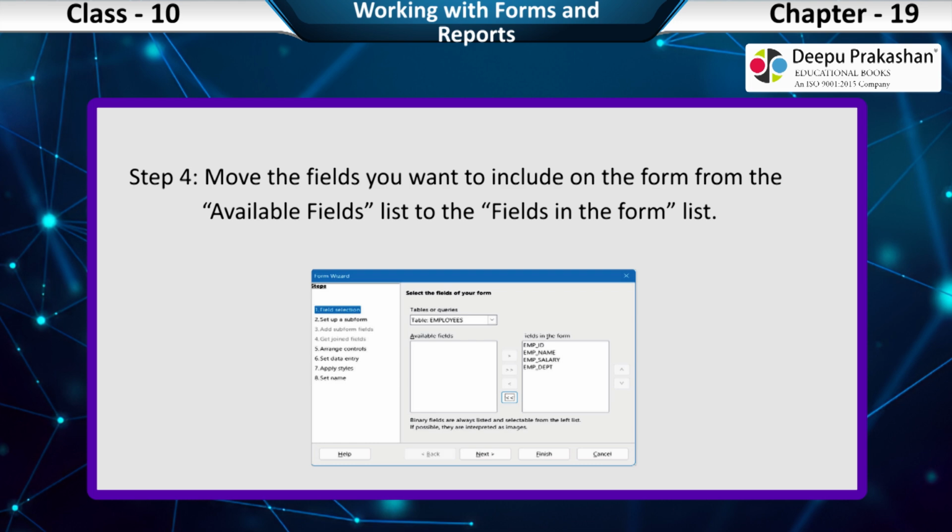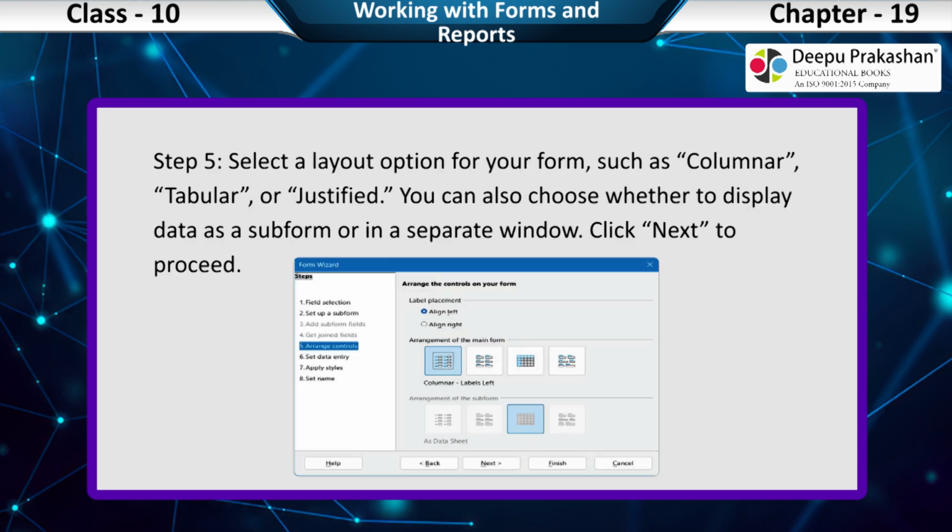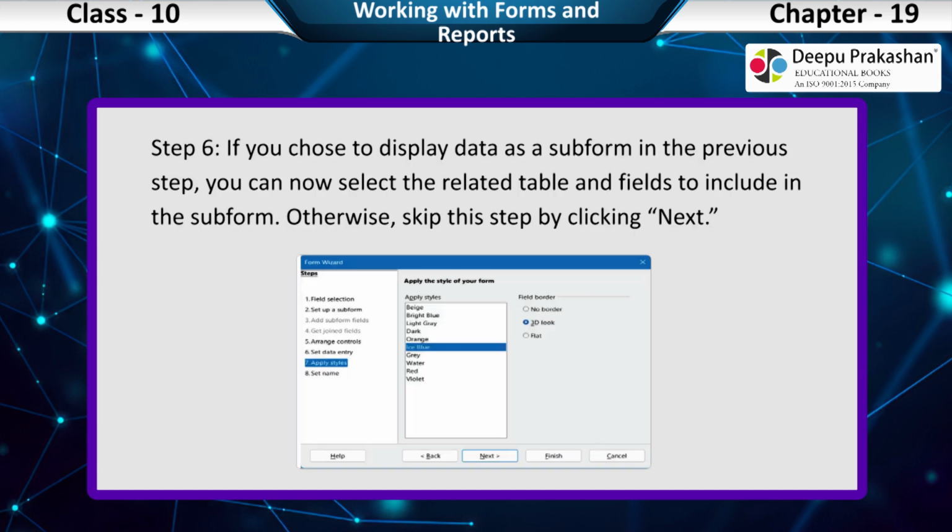Step 4. Move the fields you want to include on the form from the Available Fields list to the Fields in the Form list. Step 5. Select a layout option for your form, such as columnar, tabular, or justified. You can also choose whether to display data as a subform or in a separate window. Click Next to proceed.